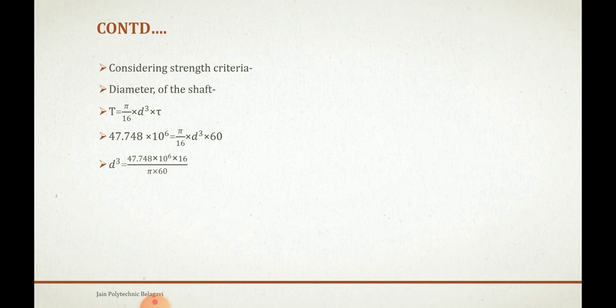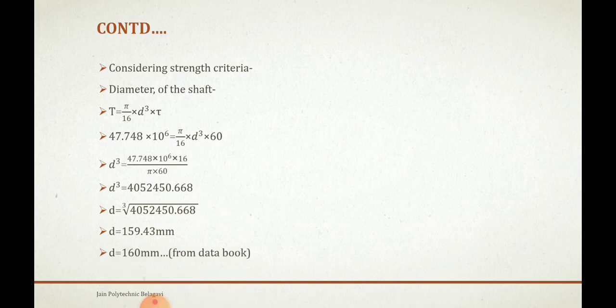So D cube will be 4052450.668. That is the value of D cube. But we don't want D cube, what we want is D. So take the cube root of the answer and you will get D equal to 159.43 mm. As I told you, you always have to consider the standard diameter of the shaft, which is 160 mm from the data handbook.